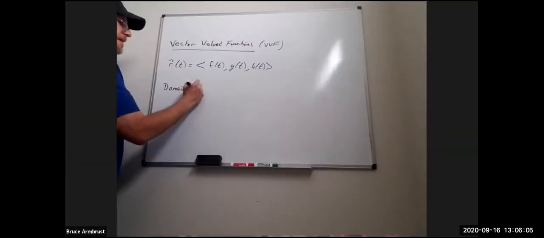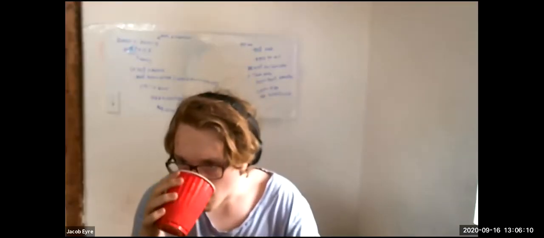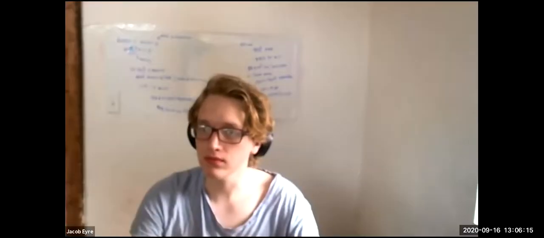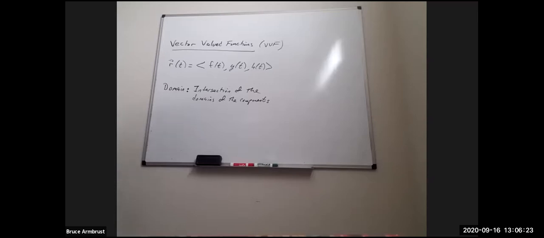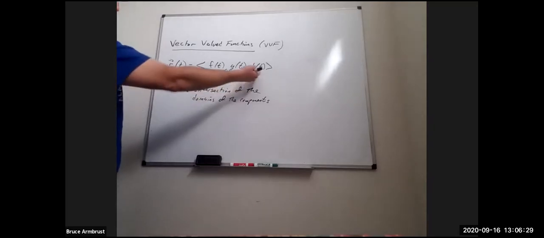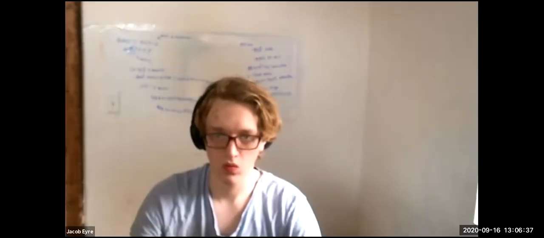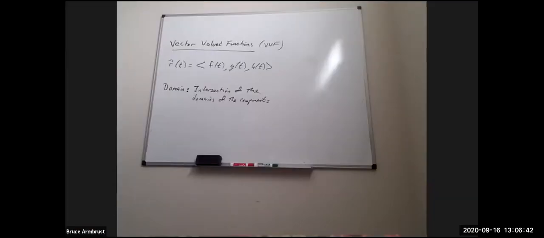So I'm going to put here: the domain is the intersection of the domains of the components. I see Victor put in the chat box, look at each restriction. Basically, yeah, you look at the restrictions on f, the restrictions on g, the restrictions on h, and then you make sure that you account for all of those. That's the intersection. All right, so we got that.